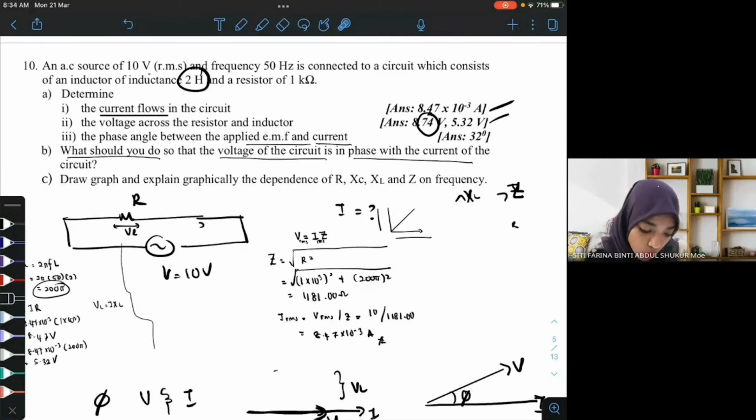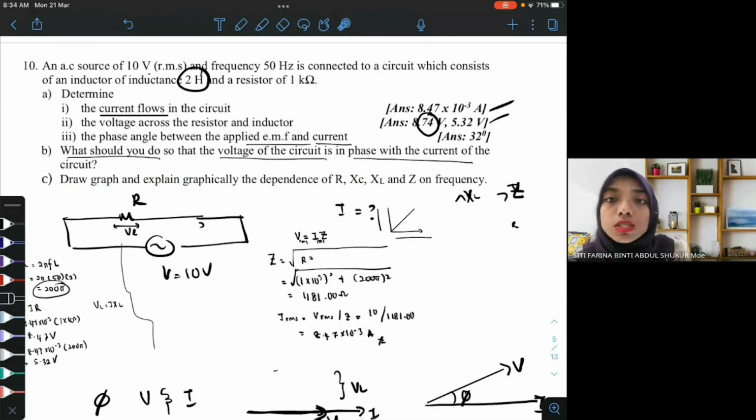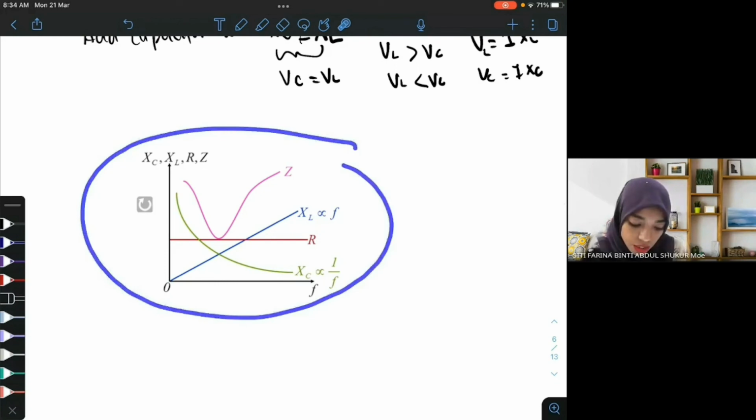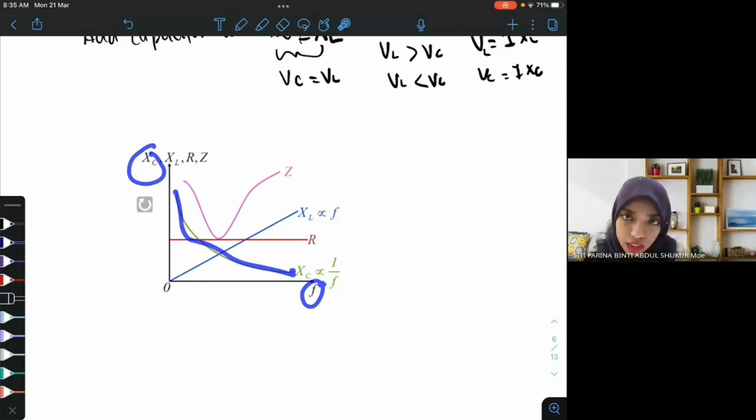And then finally, draw, graph and explain graphically the dependence of R, XC, XL dan juga Z on frequency. So dia nak graph dependence on the frequency dekat sini. Ini ada dalam nota kamu sebenarnya, which is this graph lah. Okay, so kamu kena label your y-axis as the opposition, XC, XL, resistance dan juga total opposition. Yang dekat sini adalah kita nak kaji dengan frequency. And then XC with frequency inversely proportional. So as the frequency increase, your XC is going to decrease. And then tulis dia punya relationship dekat sini.